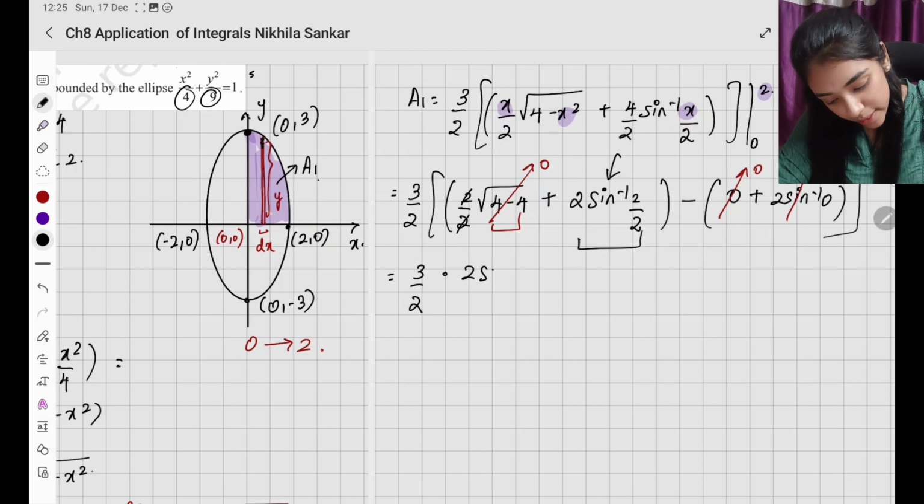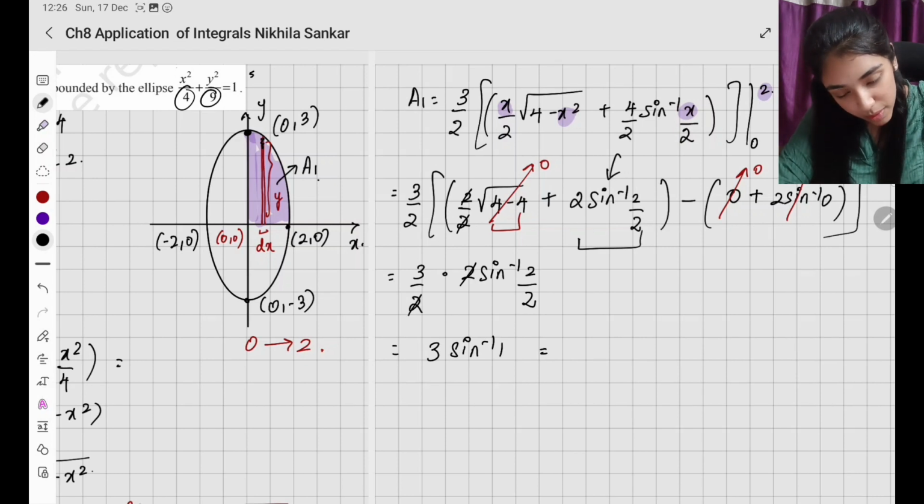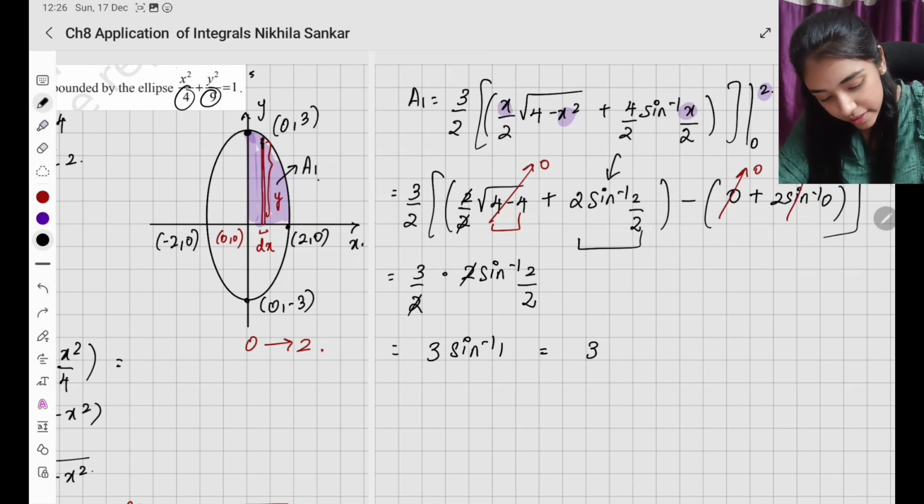This also gets cancelled. So I have 3 by 2 and this is the only term that is left. So I have 2 times sine inverse of 2 by 2, which is going to be 2, and the 2 gets cancelled. 3 times sine inverse of 1. Sine inverse 1 is going to be pi by 2, sine 90 then 1. So it is going to be 3 times pi divided by 2. So this is going to be A1.